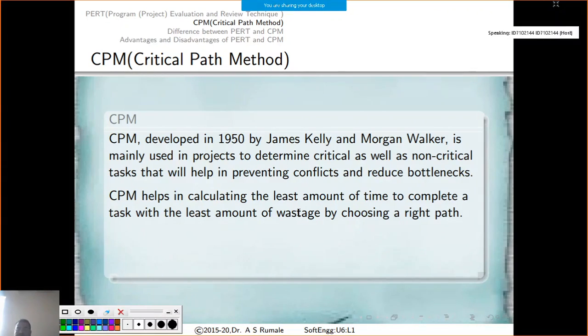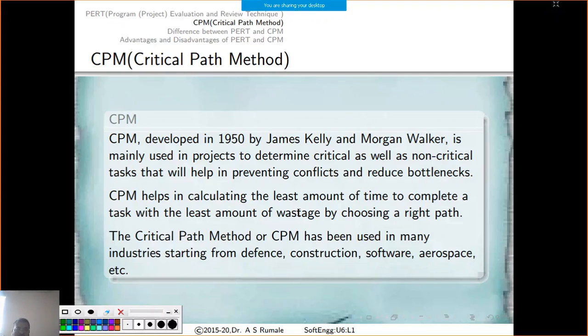CPM was developed in 1950 by James Kelly and Morgan Walker. It is mainly used in projects to determine critical as well as non-critical tasks, which helps in preventing conflicts and reducing bottlenecks. CPM helps in calculating the least amount of time to complete a task with the least wastage of resources and other things, by choosing the right path. This CPM has been used in many industries, starting from defense, construction, software, aerospace, etc. PERT is also used everywhere nowadays. CPM and PERT are the same.